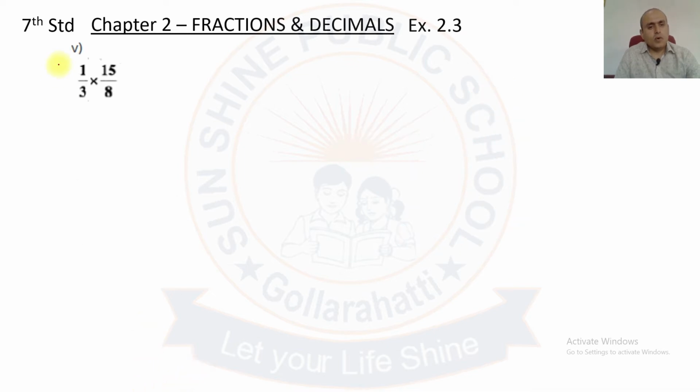Next question. 1 by 3 into 15 by 8. You can multiply both and then divide further, or you can simplify earlier also. Now let us multiply the numerators and the denominators, that is 1 into 15 by 3 into 8. Next, 15 ones are 15 and 3 8s are 24.